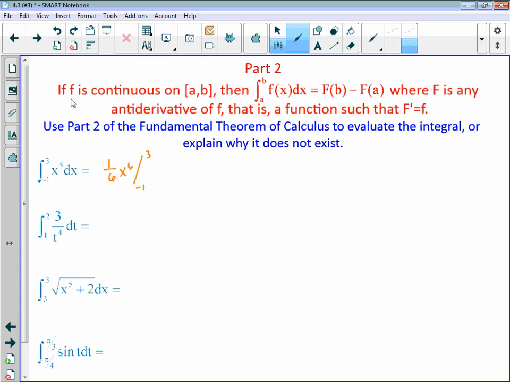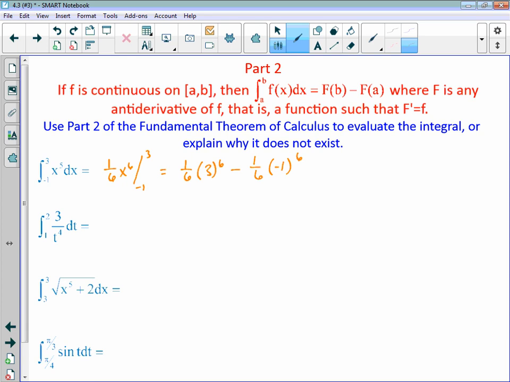So if f is continuous on a to b, then it looks like this. What you do is you take the antiderivative, so that's the capital F. You plug the top one in first, and then you subtract, and you plug the bottom one in second. So we're going to go ahead and plug the top one in first. Instead of x, we have 3 to the 6th. And then we subtract, and we plug the bottom one in second. Does that make sense?